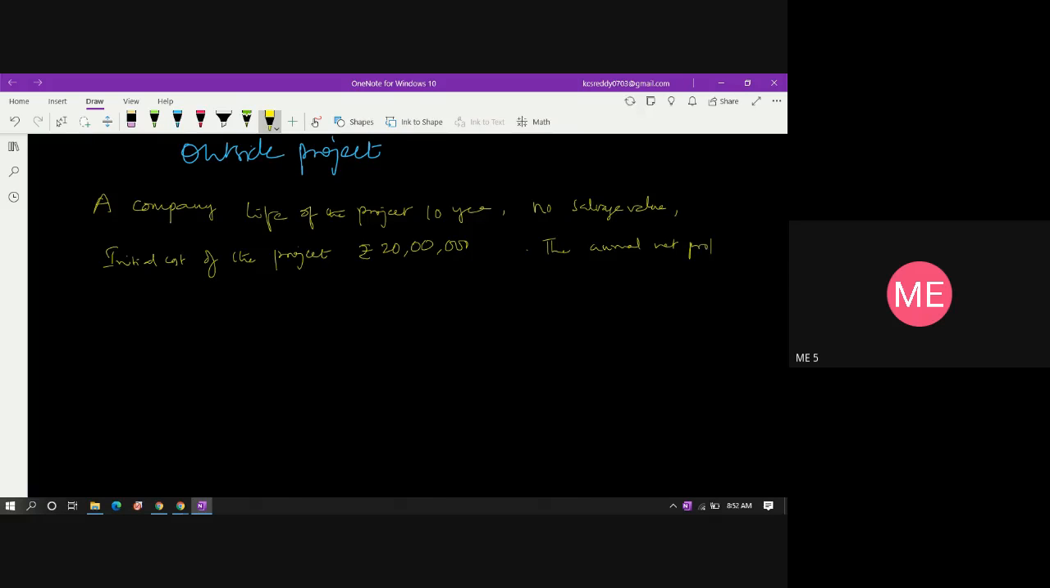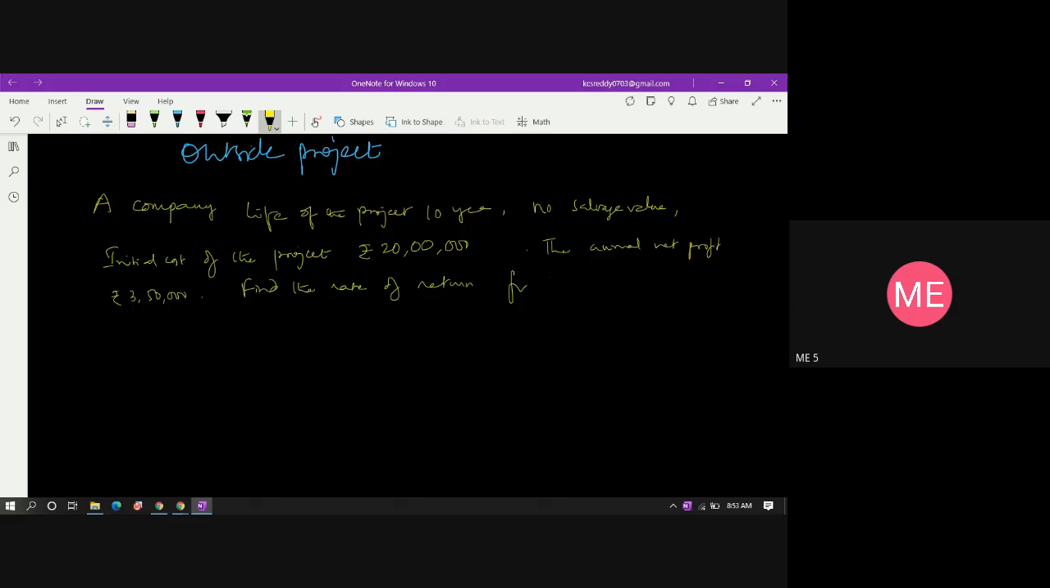The annual net profit is given as rupees 3 lakhs 50,000. Find the rate of return for the business.